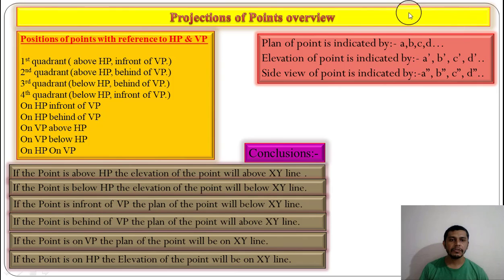And here we have also shown that if you want to indicate the plan, we have to use small a, b, c, d. If you want to show the elevation, we have to use a dash, b dash, c dash, d dash. And if you want to show the side view of the point, we have to indicate a double dash, b double dash, c double dash, d double dash.